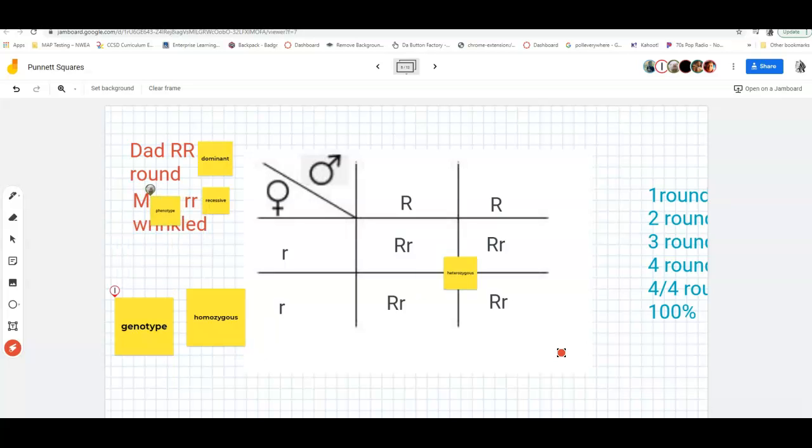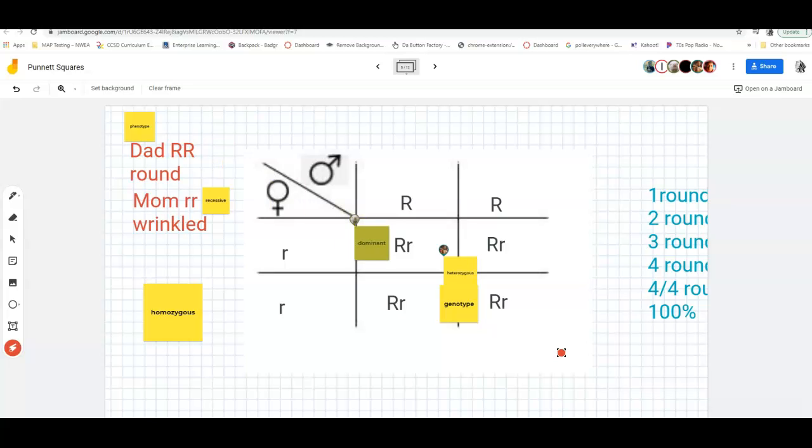Good. The phenotype is round and wrinkled. That's right. Genotypes are the type of genes. Awesome. You just have to find something that is heterozygous. You can put dominant next to that big R. Okay. Yes, that is heterozygous too.